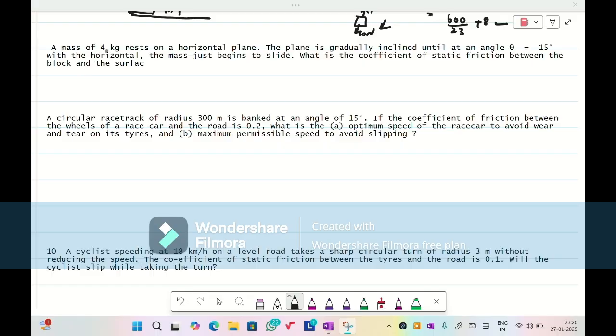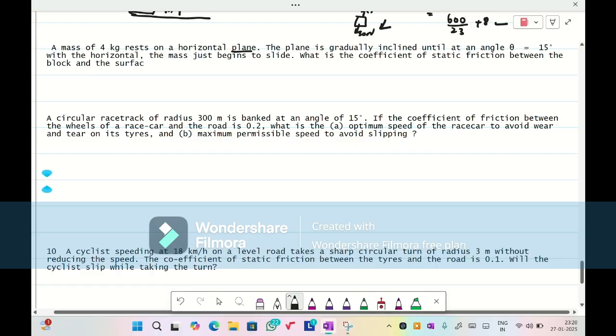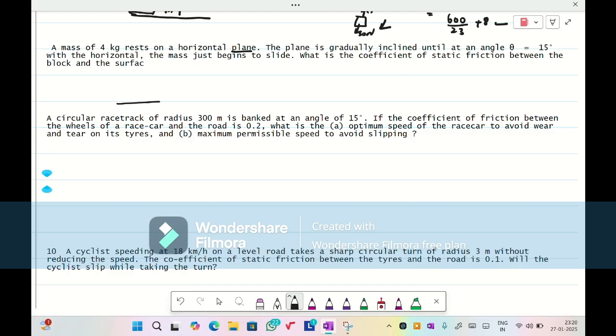A mass of 4 kg rests on a horizontal plane. The plane is gradually inclined until theta equals some value. First of all, like this, here it is resting, right? 4 kg mass.